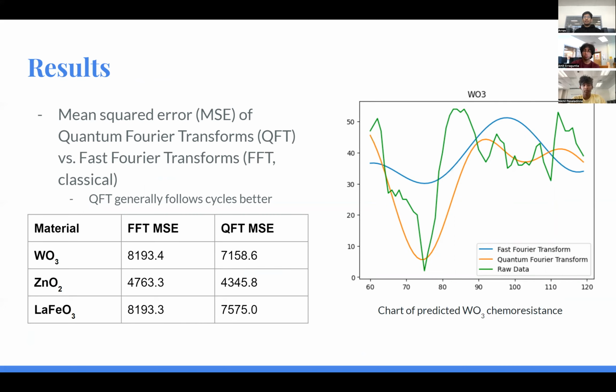In order to quantify how successful it was at fitting the data, we used mean squared error. A lower mean squared error means it performed better, or fit the data better. For all 3 materials we tested on, the quantum Fourier transform had a lower mean squared error than the fast Fourier transform, which means it performed better.